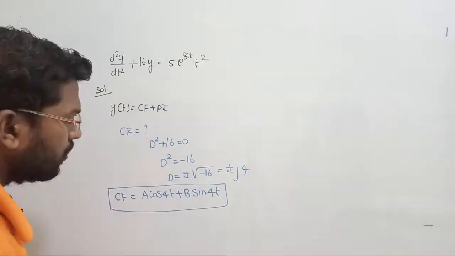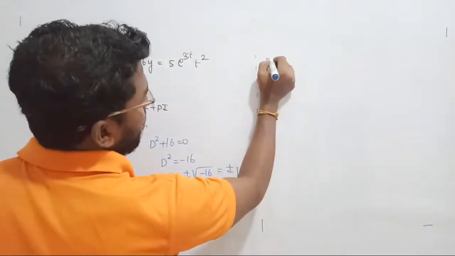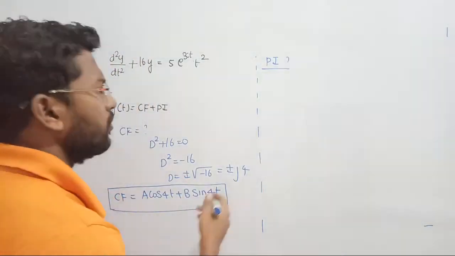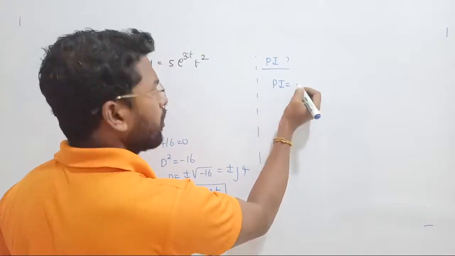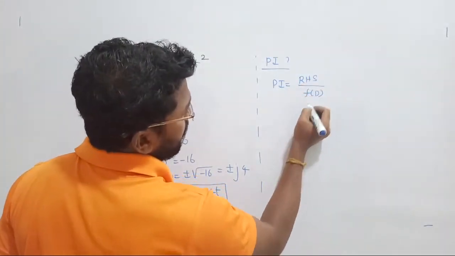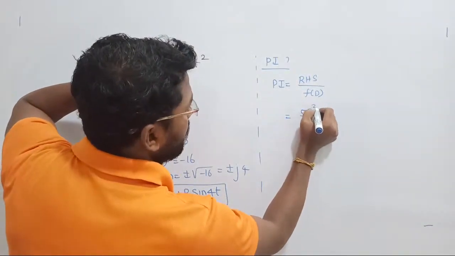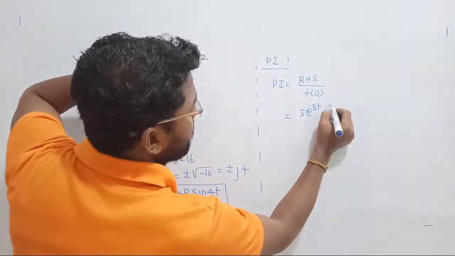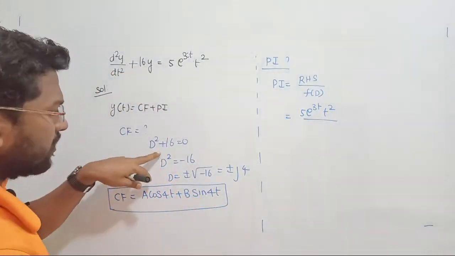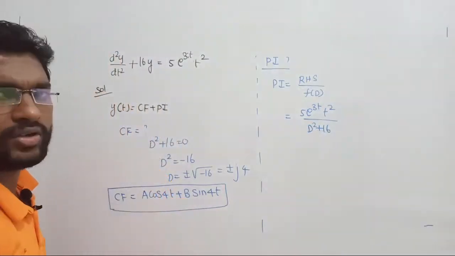Fine. Next, the task is to write the answer for particular integration. Let's try and bring the answer for particular integration. We know the procedure, right? As per the procedure, particular integration can be written as RHS upon characteristic equation. That's all. RHS is what? In the RHS, I have 5 into e power 3t into t square upon f of d. Meaning, the characteristic equation of the system. Characteristic equation is how much? That is d square plus 16.